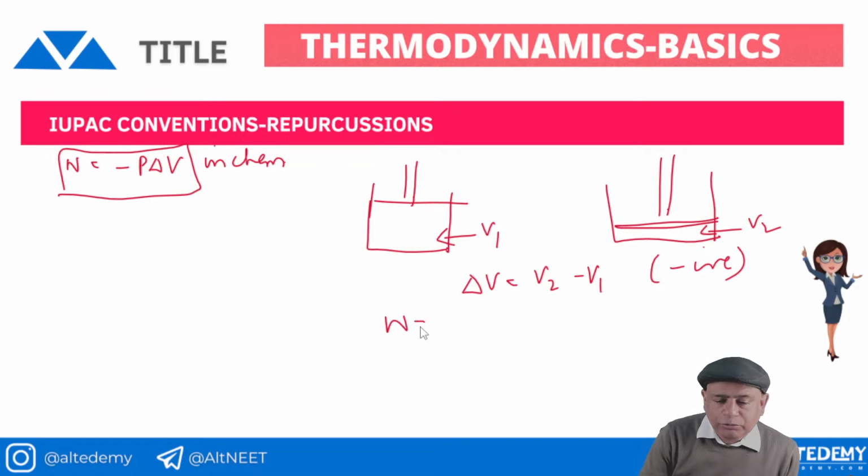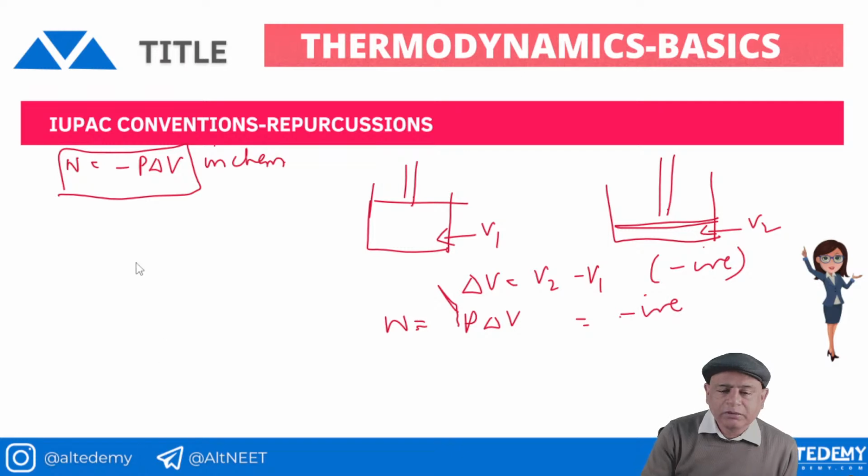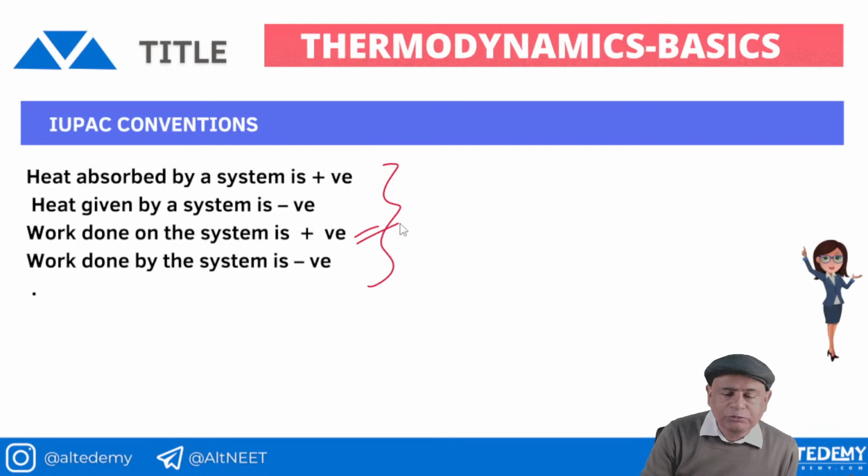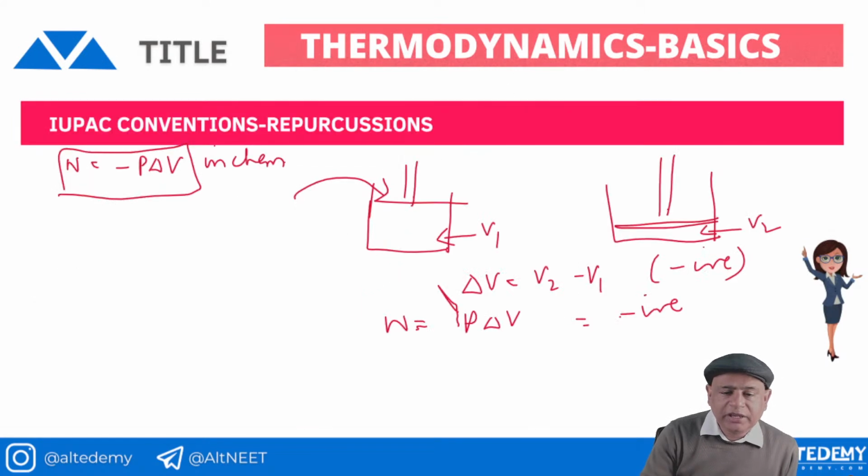If you use the formula of physics, work is equal to P delta V, then obviously, since pressure is positive, this comes out to be a negative quantity. But you know better: if you do work onto the system, then only it will come. And as per our convention, work done on the system should be positive. If we understand that work done on the system is positive, by using the physics formula it is coming to be negative. So we discarded this formula in chemistry and we started writing W is equal to minus P delta V.